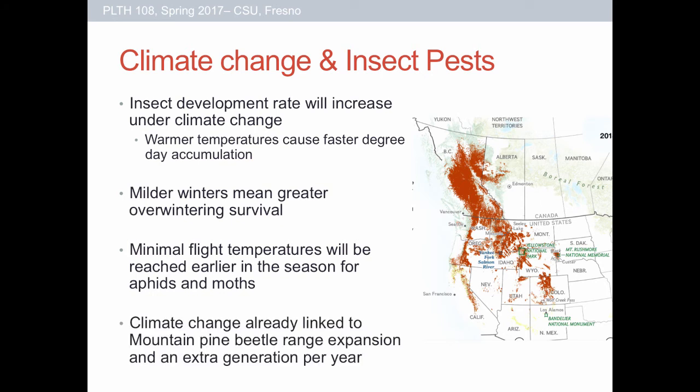And so in one case, climate change has already been linked to a range expansion in the mountain pine beetle. So these are the beetles that are killing the trees in the Sierra Nevada right now. Now that doesn't have to do with the range expansion so much as it has to do with the drought. But these pine beetles, their range is here in red. So you can see we have the United States and Canada.